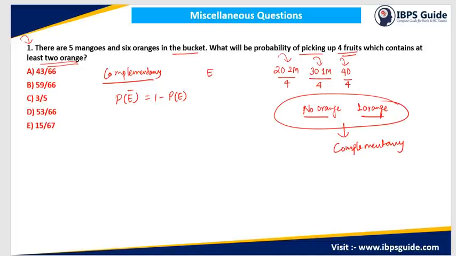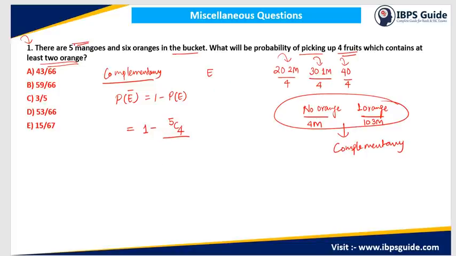Now no oranges means since I am selecting 4 fruits, all of them will be mangoes, and here 1 orange, then 3 mangoes will be there. So I will try to solve like this, 1 minus probability of no orange. No orange means I am selecting all the mangoes. So there are 5 mangoes. 5 mangoes में से आपको 4 निकालने. So total number of ways will be what? Favorable is 5C4, and total number of ways क्या होगा, वो आपका हमेशा constant होगा.